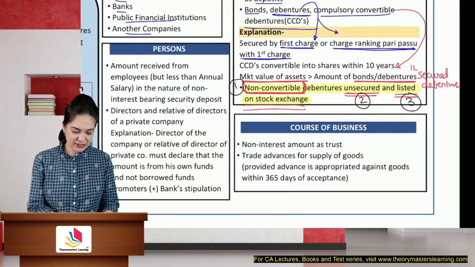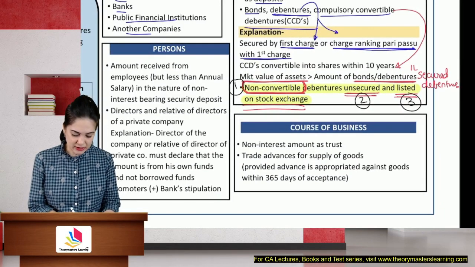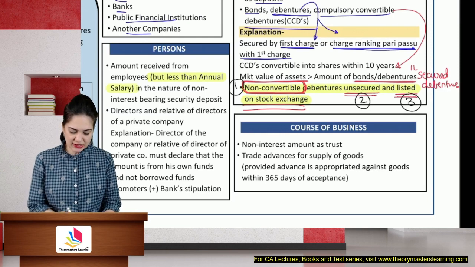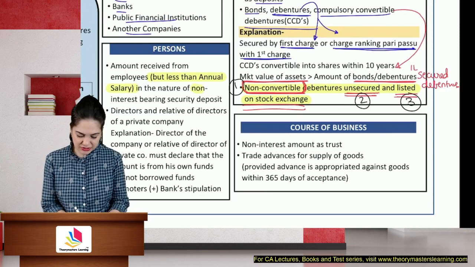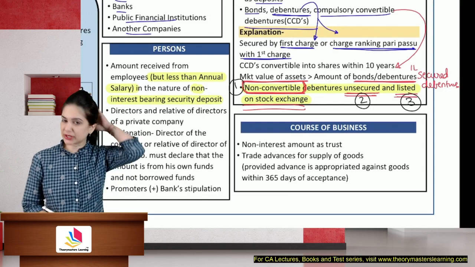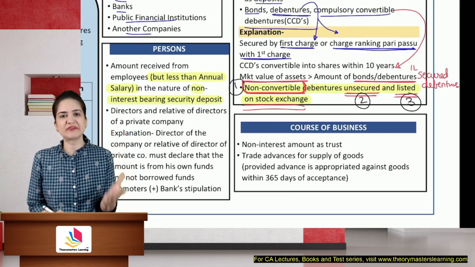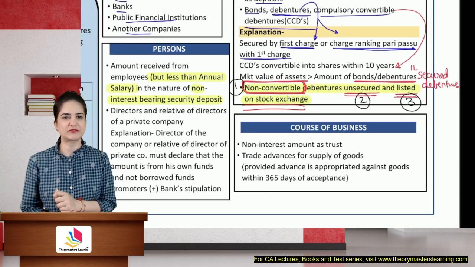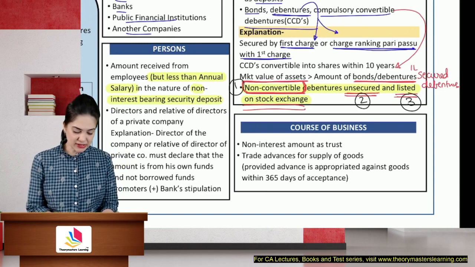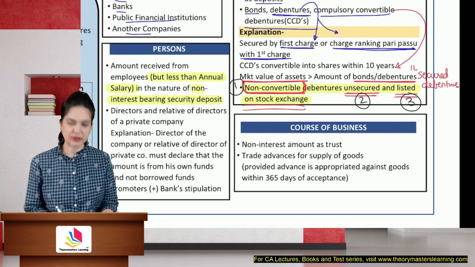Persons, any amount received from the employees, but less than, this is important, less than their annual salary in the nature of, again this is important, non-interest bearing security deposit, then that is not considered as deposit. It is not included in the definition. But what if I receive money which is more than the annual salary of that person, then that will be considered as deposit. It should be in the nature of non-interest bearing deposit.